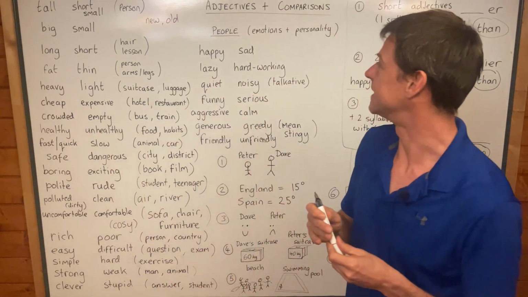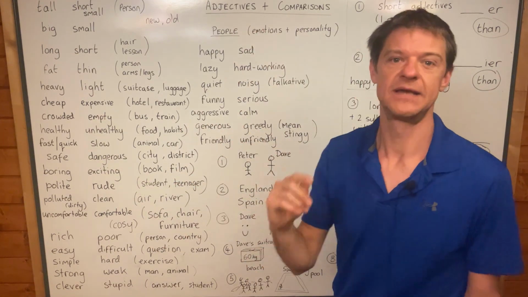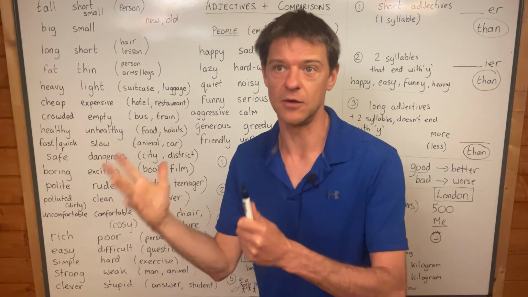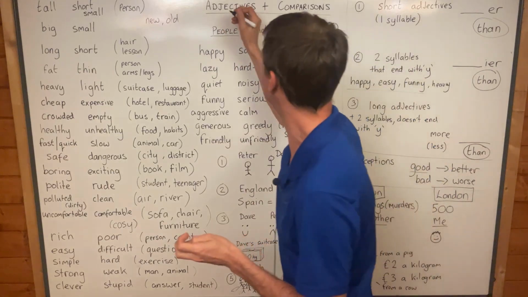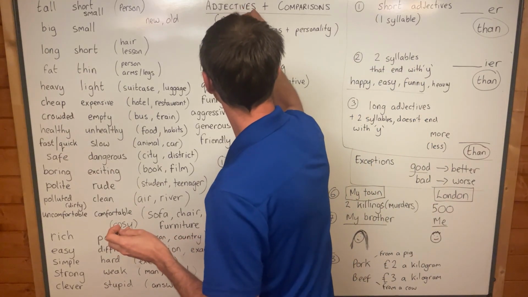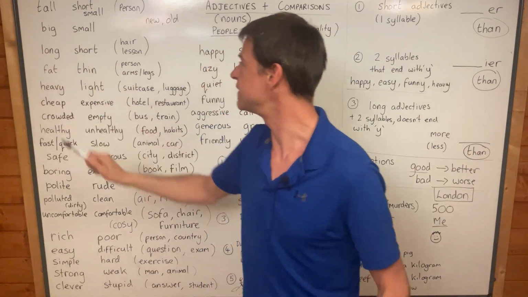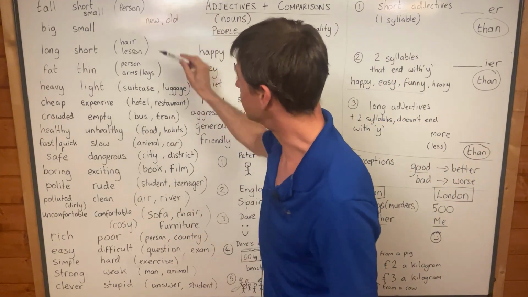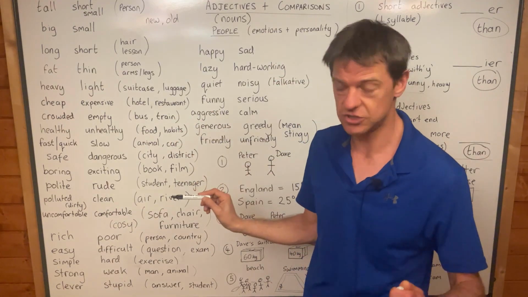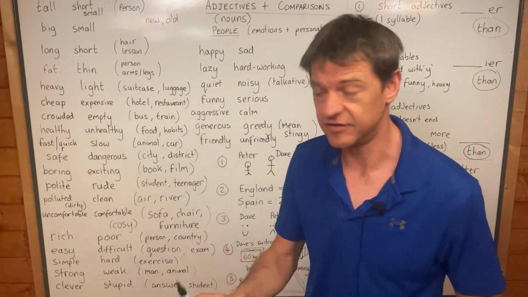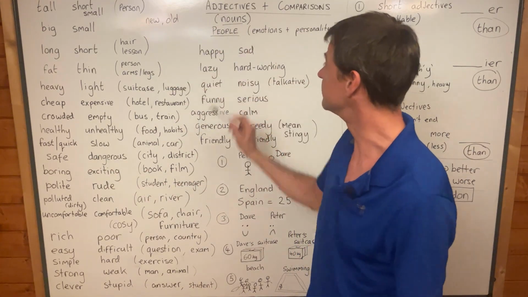I am happy today. Today we are studying adjectives. Adjectives are describing words, words that describe nouns. Adjectives are words like big, small, long, short, fat, thin, and they describe nouns: hair, lesson, person, arms, legs, suitcase, luggage. They describe things. These are objects, things, nouns.